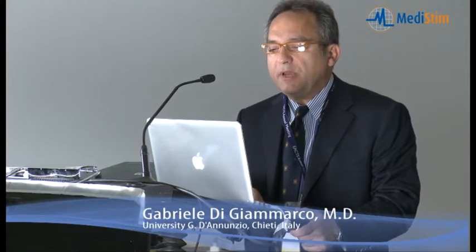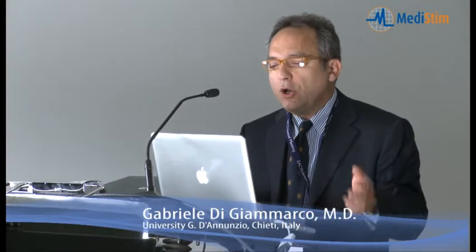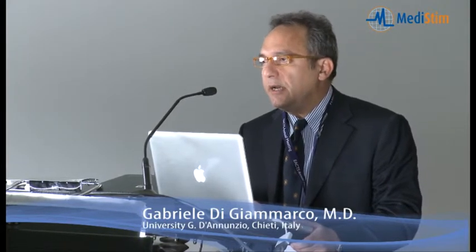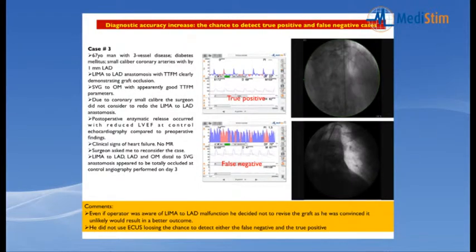This is the third case, a 67-year-old man with three-vessel disease, diabetes mellitus, and all the atherosclerotic risk factors, with a very tiny left anterior descending artery, about 1 millimeter. The first procedure consisted of a LIMA to LAD anastomosis, with a transit time flow measurement clearly demonstrating the occlusion of the artery, the malfunction of the graft. The colleague who performed the operation, this is very interesting, decided not to revise the anastomosis, thinking that a revision would unlikely result in a better outcome.